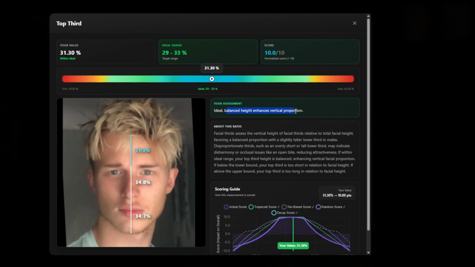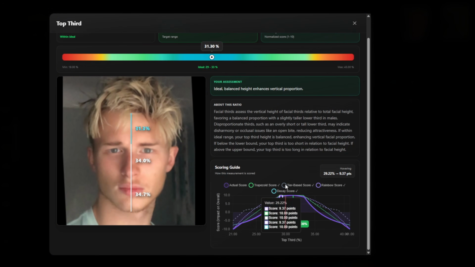It'll tell you that it's ideal, balanced height enhances vertical proportions. It tells you about the ratio in case you're not familiar with it, but I'm sure most of you guys are probably familiar. Your score, the ideal range, and then the curves, which, by the way, we'll probably remove most of these. We'll see. I don't know if people are actually interested in different types of scoring curves, but the one we're using for these assessments that I think is most representative of facial attractiveness and the assessments comprising them are the decay curve, because the decay curve is pretty steep once you go outside of the ideal range. It's not a linear decay from when you go outside of the ideal range, if that makes sense.